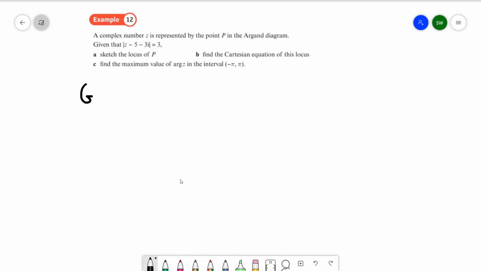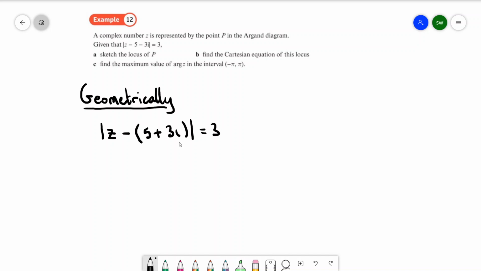So we're going to think about two different ways of doing this. The first way is geometrically. We're always going to do the same thing when we do it geometrically. We want to get what's inside the modulus symbol as z minus some complex number. And the reason why we're doing that is because if we've got z minus a complex number, then if we take the modulus of that subtraction, it's going to be the distance between z and whatever point this is here. So inside the bracket, we're going to put 5 plus 3i, so that when we expand the bracket, we get z minus 5 minus 3i.